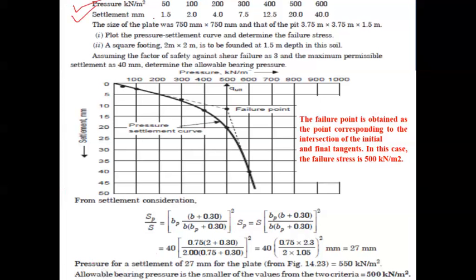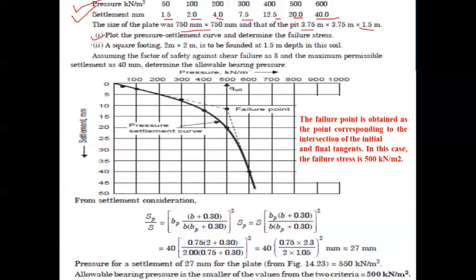Pressure in terms of kilonewton per meter square, the data you can read here: 50, 100, 200, 300, 400, 500 and 600 kilonewton per meter square or kPa, and corresponding settlements are 1.5, 2, 4, 7.5, 12.5, 20 and 40 mm. The size of the plate was 750 by 750 mm, and the size of the pit is 3.75 meter by 3.75 meter by 1.5 meter, the depth of the pit which is excavated. Plot the pressure settlement curve and determine the failure stress.